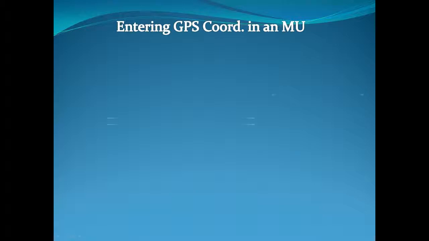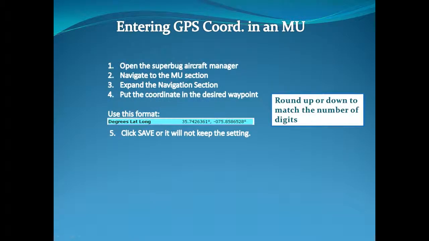Now here's the steps to enter a coordinate in an MU. I'll give you a chance to read it. You basically open the Superbug aircraft manager, go to the MU section, expand the navigation, click on the plus sign, and put the coordinates in the desired waypoint.